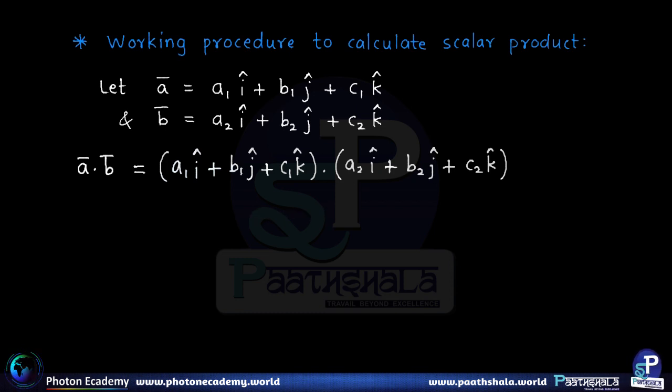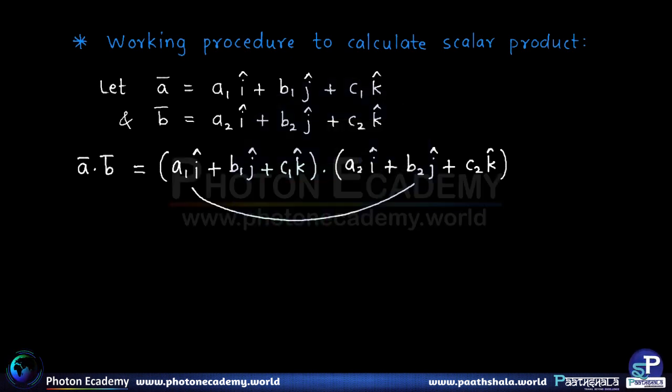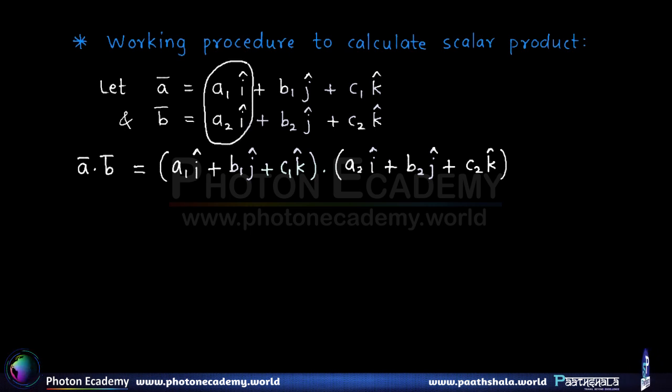But whenever we do the dot product involving two different unit vectors, that is i and j, we have already seen that i dot j turns out to be 0. So those products will be 0. That means what we have to do essentially is consider the dot products of the like vectors, that is i, j and k.